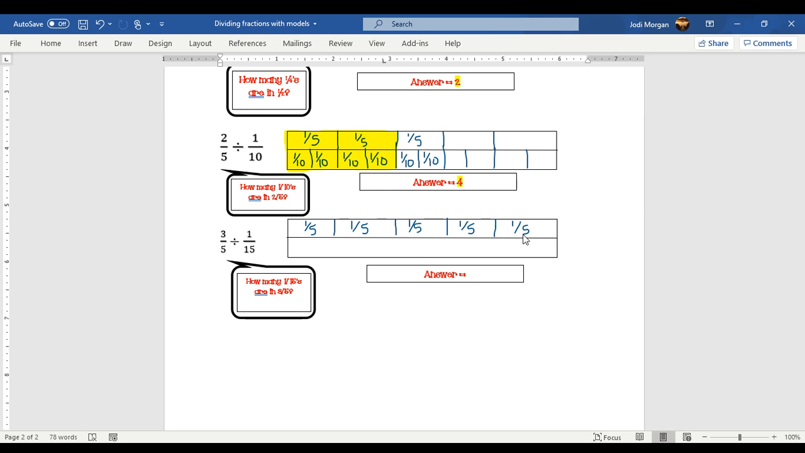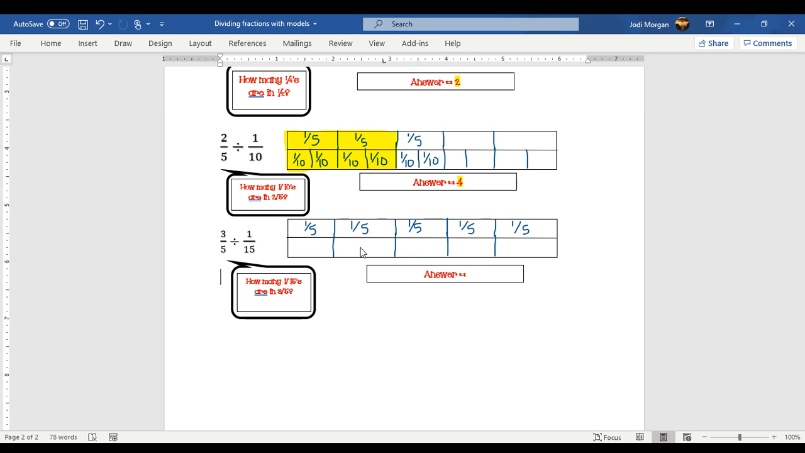Now, underneath that, I need to make 15ths. Now, this is where it's helpful. 15 is a multiple of 5. You've already learned multiples. So this is where it helps. I can still split this bottom rod into fifths to help me out because 15 is a multiple of 5. So it will help me to do that.